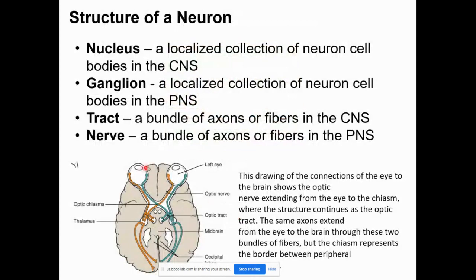So if I go back here, a nerve is a bundle of axons, like we just saw, but only in the peripheral nervous system. In the central nervous system, we call them tracts. And distinction. Same thing, they're a bundle of axons, but it's a tract in the central nervous system and a nerve in the peripheral nervous system.